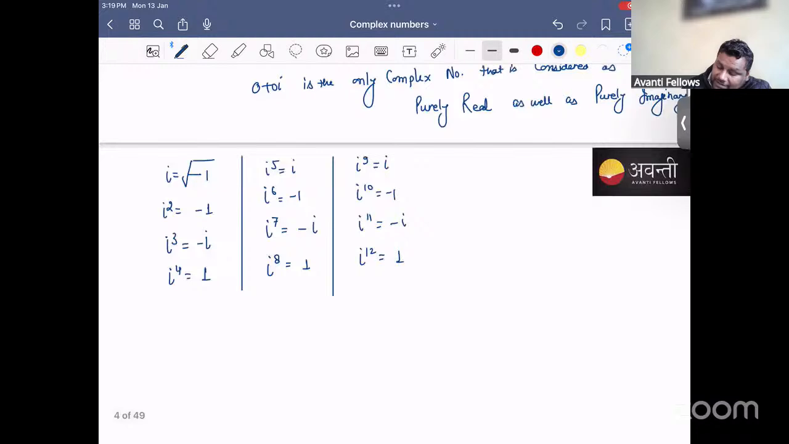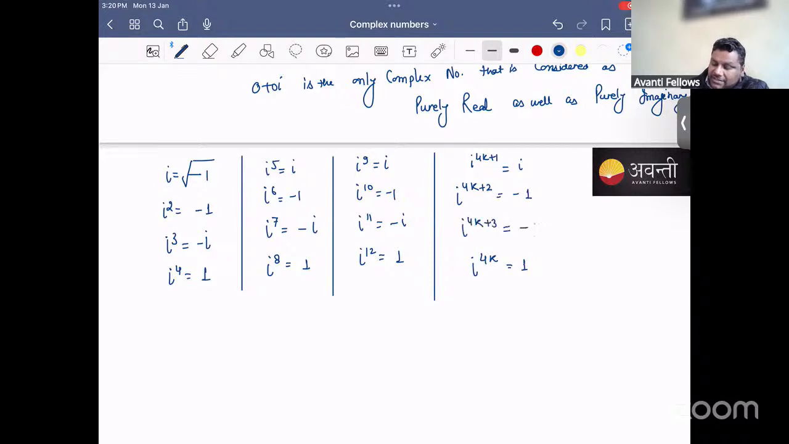So there is a pattern that you see. If power of iota is a multiple of 4, 4k, then the value is 1. If power of iota is 4k plus 1, means if you divide this power by 4, you get remainder 1, then this will be iota. If it is iota to the power 4k plus 2, this is minus 1. If it is iota to the power 4k plus 3, this is minus iota. And iota to the power 4k is simply 1. Understood?